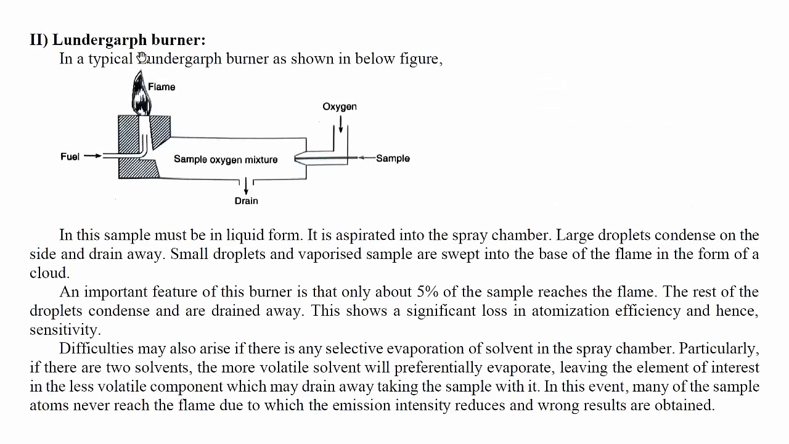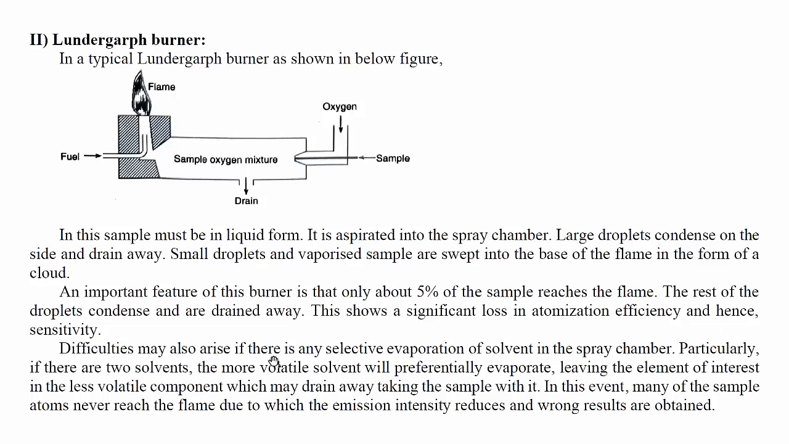2. Lundegardh burner. In a typical Lundegardh burner, as shown in the figure below, the sample must be in liquid form. It is aspirated into the spray chamber. Large droplets condense on the side and drain away. Small droplets and vaporized sample are swept into the base of the flame in the form of a cloud. An important feature of this burner is that only about 5% of the sample reaches the flame. The rest of the droplets condense and are drained away. This shows a significant loss in atomization efficiency and hence sensitivity.